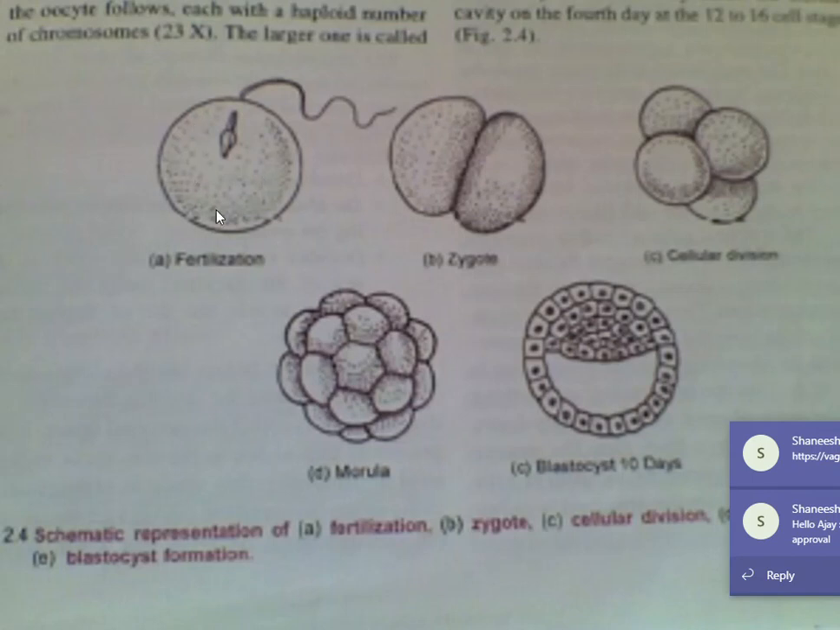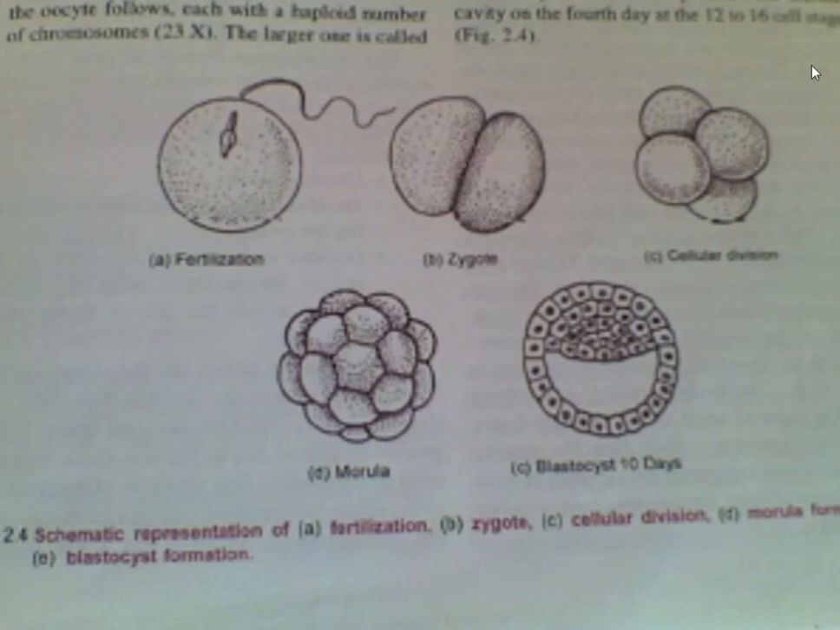Here you can see the fertilization. The sperm has entered inside the ovum. The unit which is formed is a zygote. There is continuous cellular division of the zygote. After that, the morula is formed. The morula accumulates fluid inside its cells, and then the blastocyst will be formed.